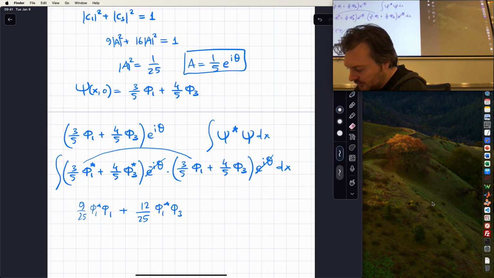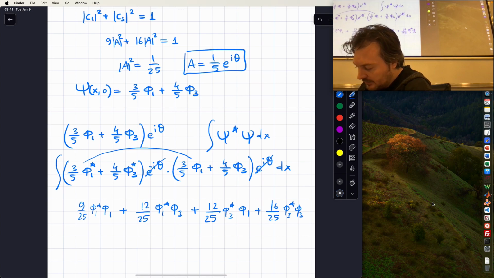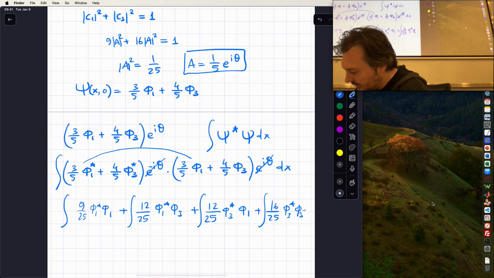Now comes the 16. It's coming soon. 12 over 25, phi 3 star phi 1, plus now comes 16 over 25, phi 3 star phi 3, and the whole thing is integral. So let's look at the individual integrals.